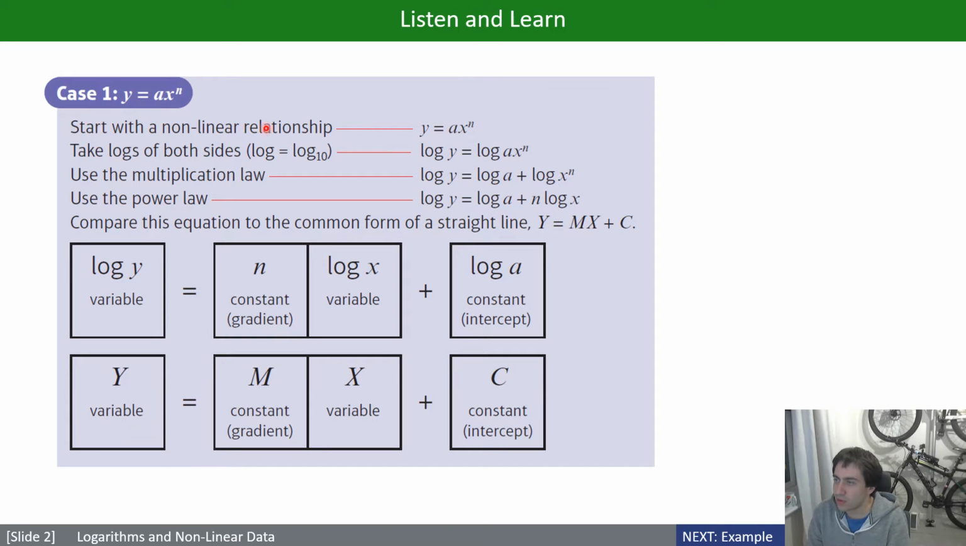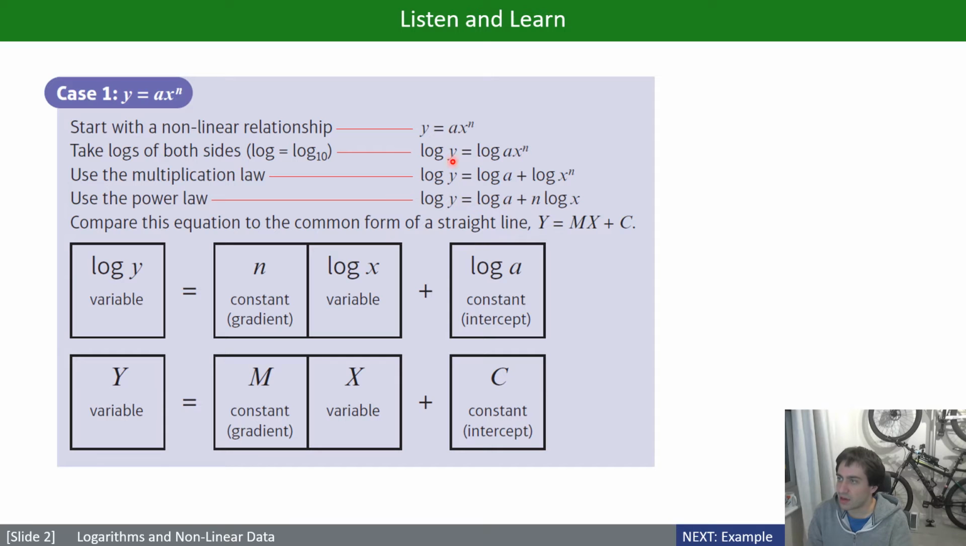If you have a non-linear relationship, y equals ax to the n, to convert that to a linear relationship, we're going to take logs of both sides. By default, let's say log base 10. So we get this. Then we use our log rules to split the log of a product into that. Then that n on x to the n goes outside the log, and we have this.